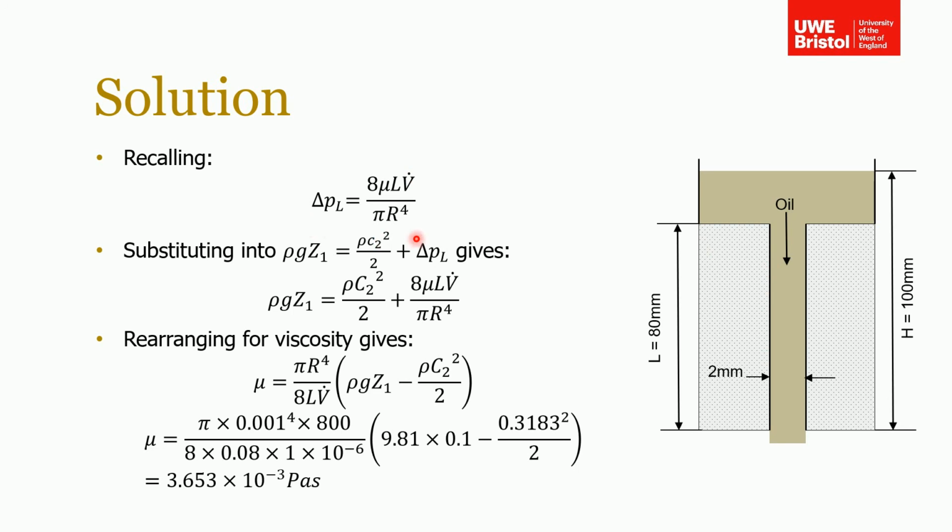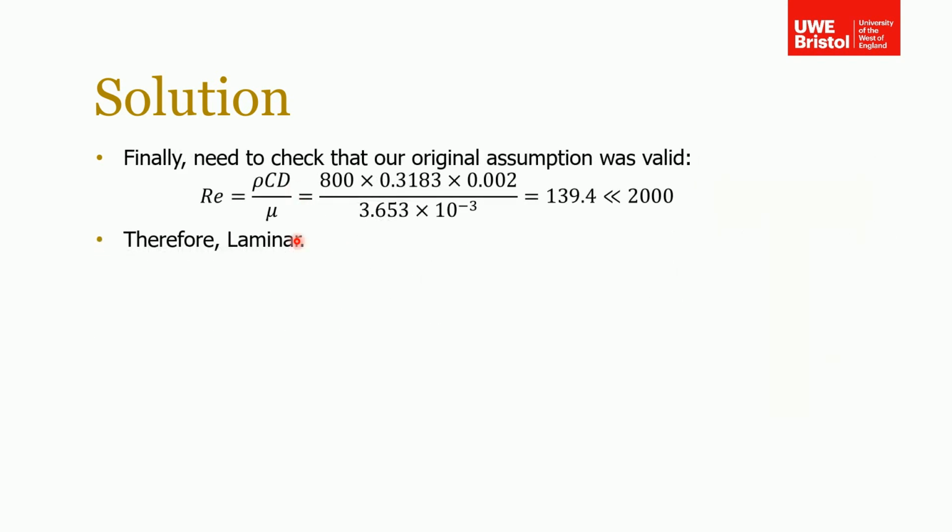So we need to go back and check that our assumption that this is laminar was indeed correct, because if that assumption is incorrect, then we can't use this equation, and therefore this answer will not be right. Now that we know the viscosity, we can put it back into the formula for the Reynolds number, and if we work out the Reynolds number for the flow in the pipe, it comes out at 140, which is much less than 2000. Therefore, the flow is laminar, and therefore our assumption was correct, so our answer is right.